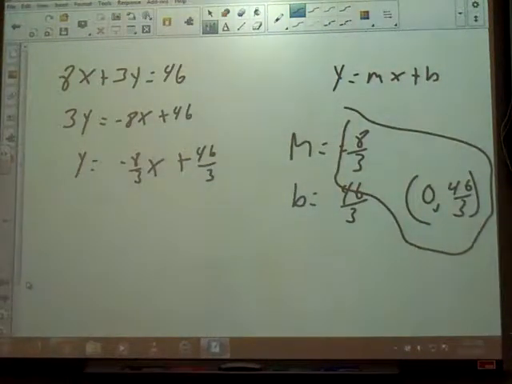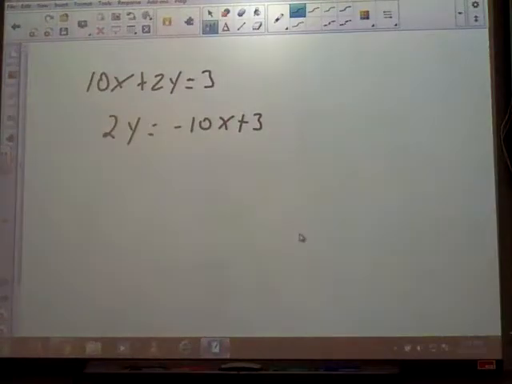It gives us 10x plus 2y is equal to 3. So exact same thing. We're going to solve it for y. So I'm going to subtract 10x from both sides. So give me 2y equals negative 10x plus 3. The direction said to write it in slope-intercept form. So that means solve for y. So I got to undo that multiplication of 2. Divide everything by 2. So that's y equals negative 5x plus 3 halves.